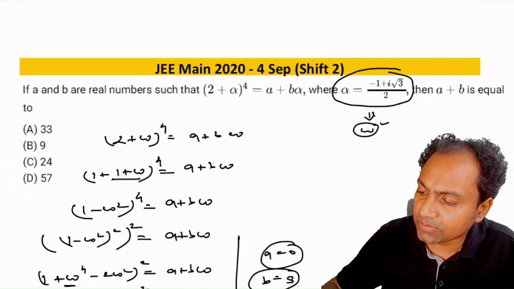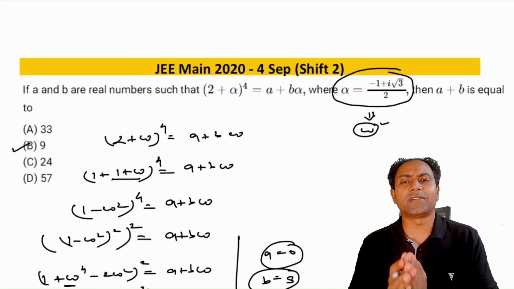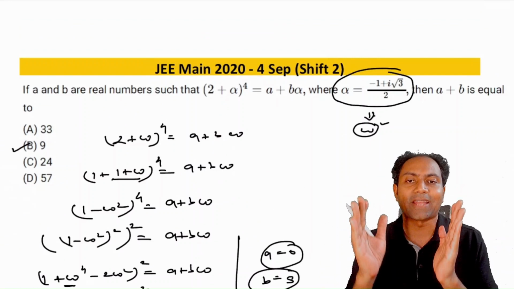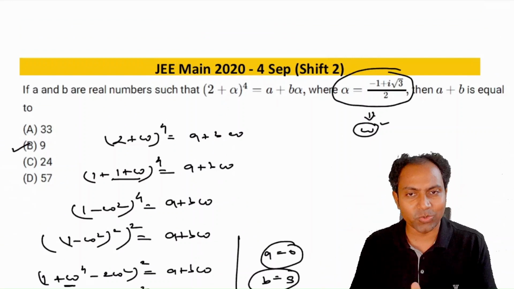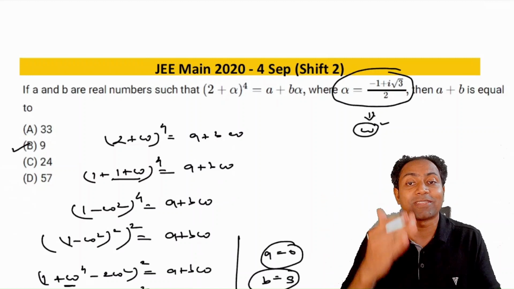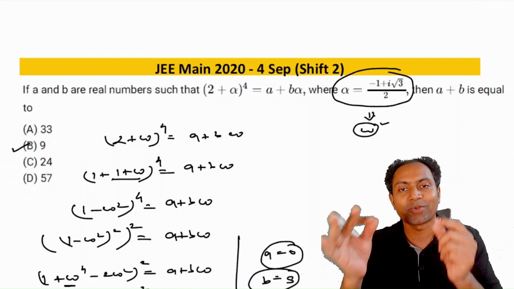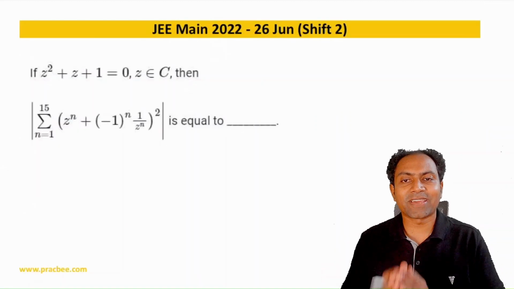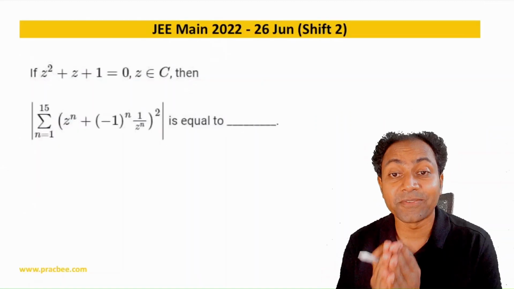Hence my option B becomes correct. You can see that 90% of the time we are using two very basic ideas, that is 1 plus omega plus omega square is equal to 0 and omega cube is equal to 1. Sometimes we use this idea that x square minus x plus 1 equal to 0 will have two roots, minus omega and minus omega square.